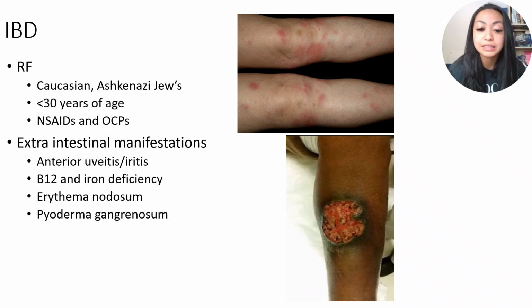So it can lead to B12 and iron deficiencies. Okay, this is because of the malabsorption that happens in the bowel when you have inflammatory bowel disease. Okay, B12 or iron deficiency.